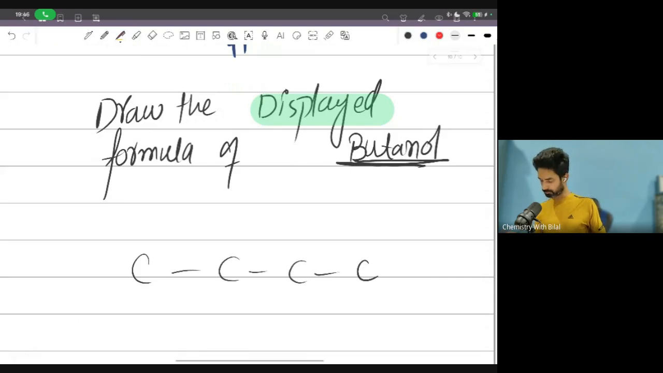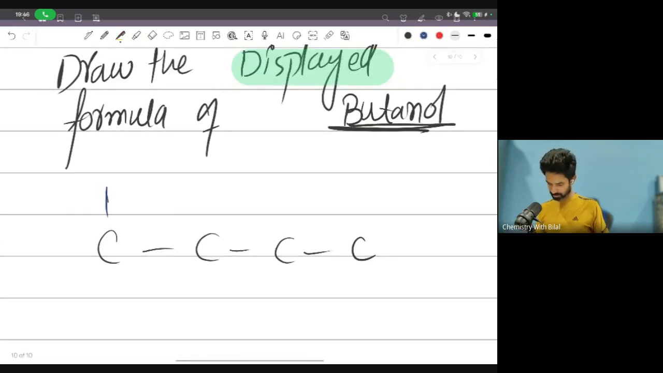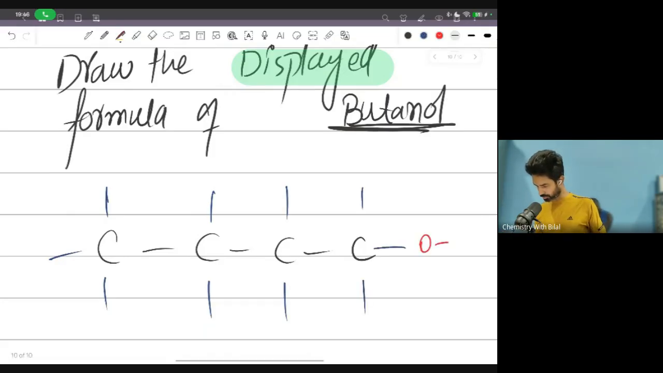So butanol. Just draw the 4 carbon, open, show every bond and every atom. And that's what I did. And then open everything. Imagine let's put OH over here. Even OH has to be open.